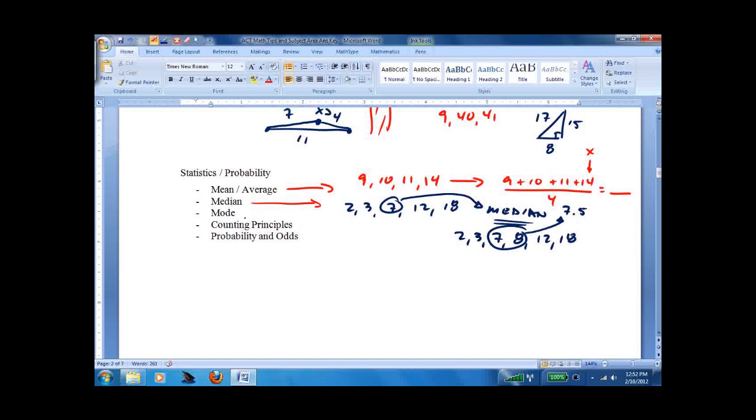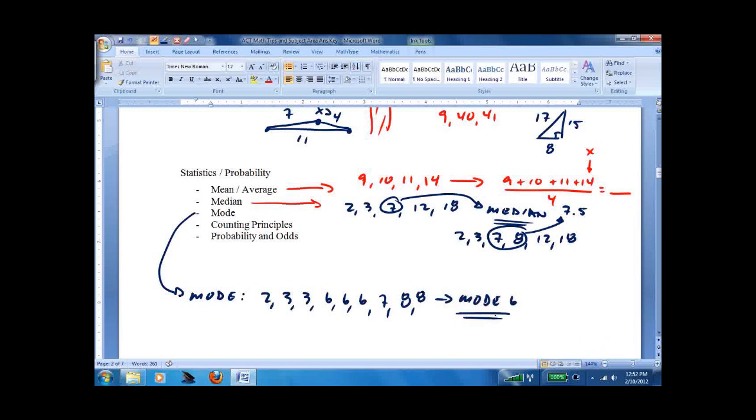Mode is the most common one. If you're looking for mode, you had a data set of 2, 3, 3, 6, 7, 8, 8. The mode would be 6, because there's 3 different values that say 6.